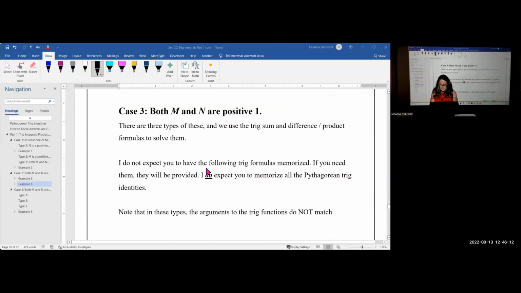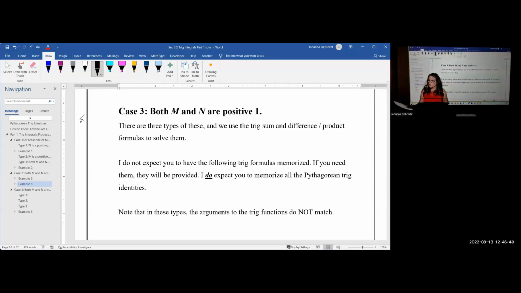Case 3 is the last one we have left. This is where both m and n are positive 1. So we've dealt with powers greater than 1, where 1 at least was odd, and then where they were both even. And now we want to look at this last case 3, where the powers on sine and cosine are 1, but in this particular case, the arguments don't match. So they don't both have the same argument.